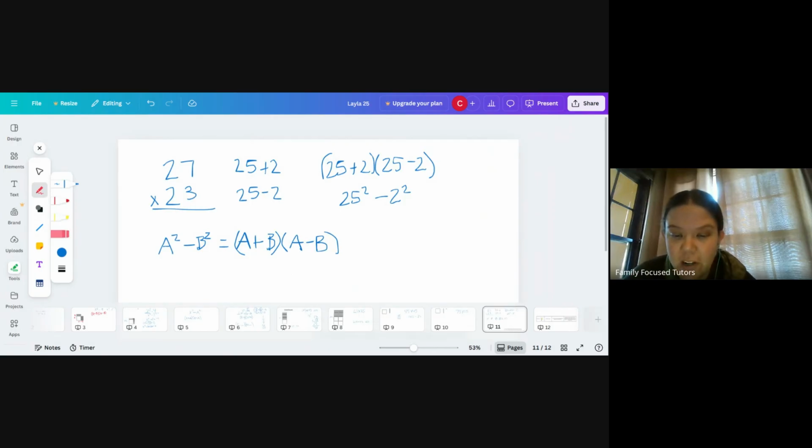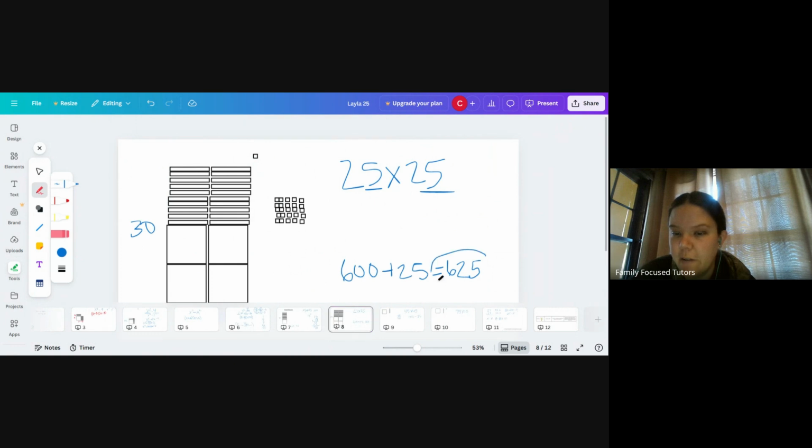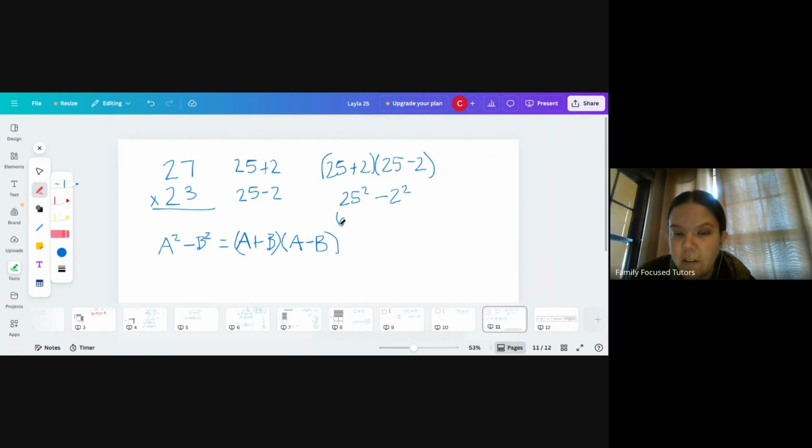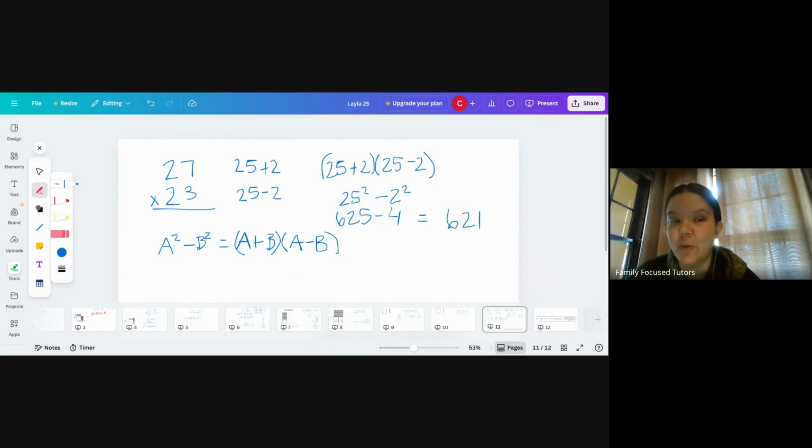So 25 squared we know from back here is 625. Okay. So that gives me 625 minus 2 squared, which is 4. So my answer is 625 minus 4, which is 621. Okay. Wow. That is the answer to 27 times 23, 621.